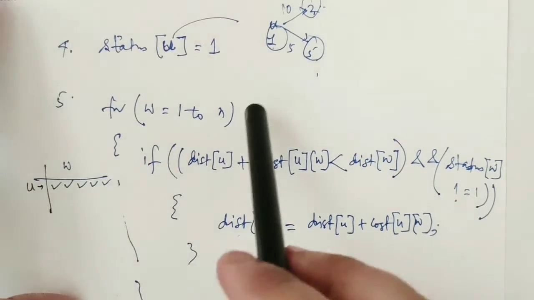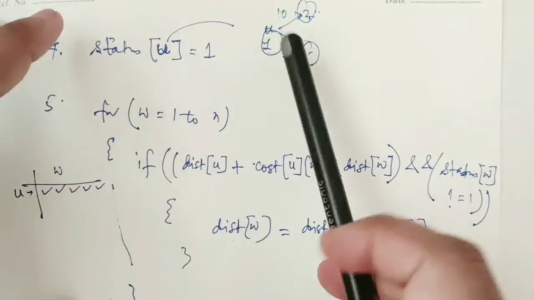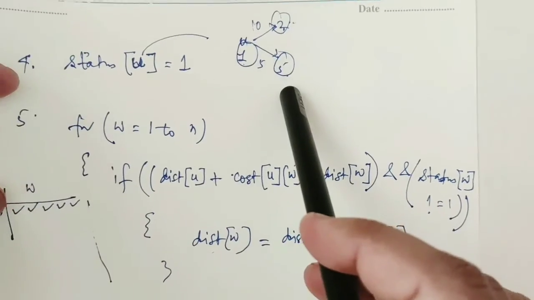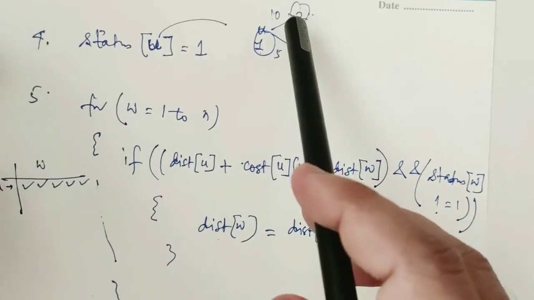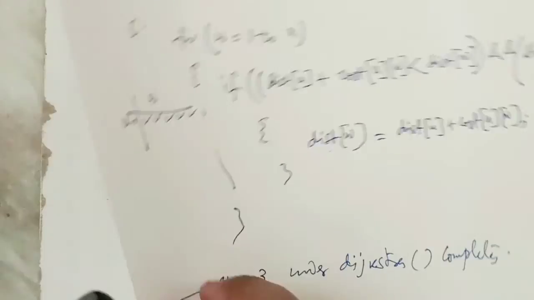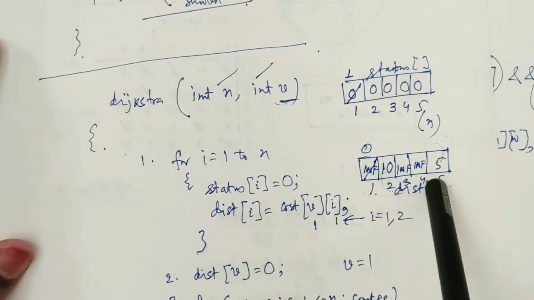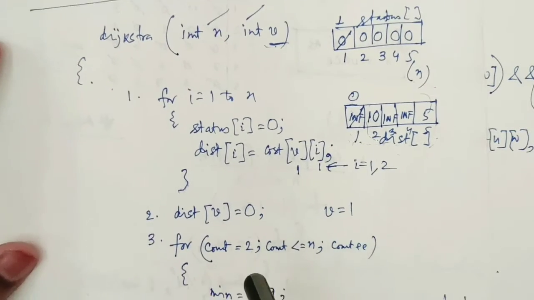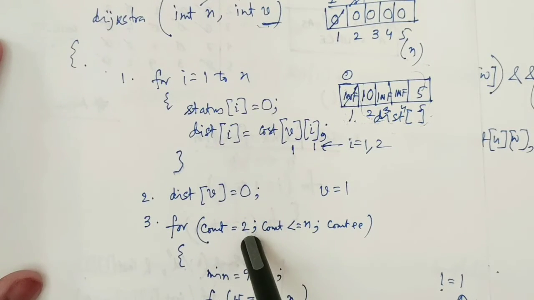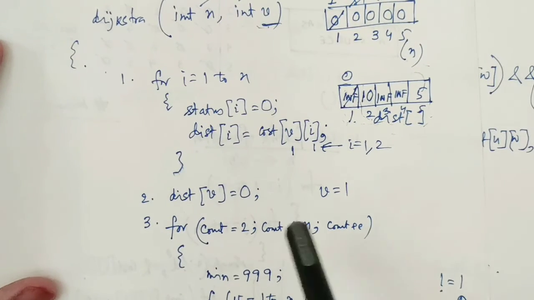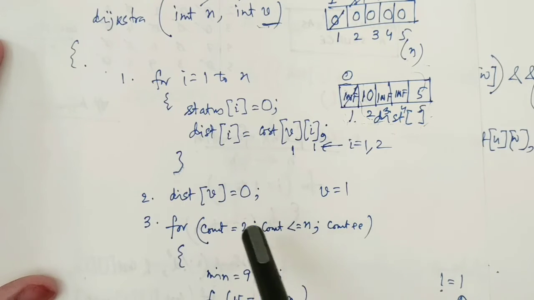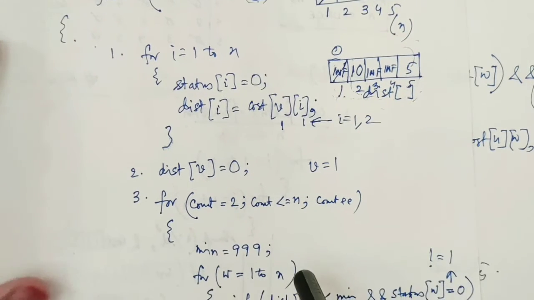Once the relaxation part is over, 1 will be removed from the queue. Then 2 and 5 have the minimum shortest path estimates of 10 and 5. So again you have to go back to this array. So it is 10, it is 5. Next you have to calculate the min again. So count equals 3 to n, that is the second time. So it starts from 2, count equals 3 to n.